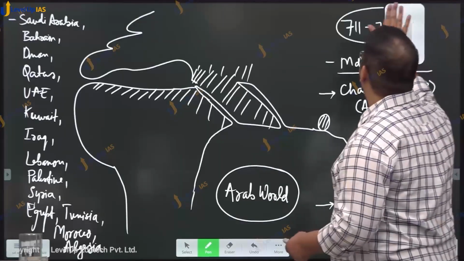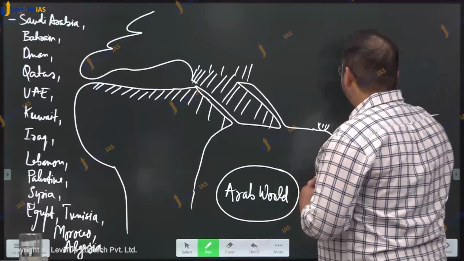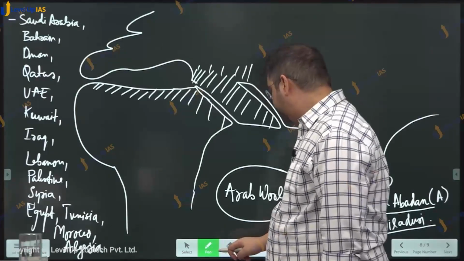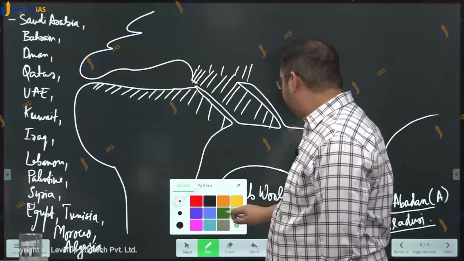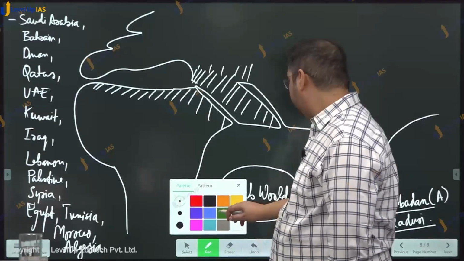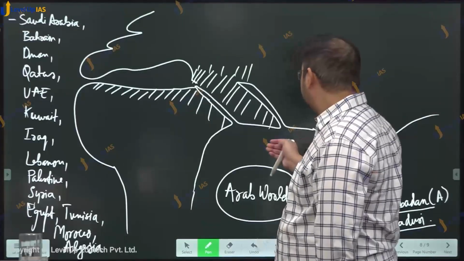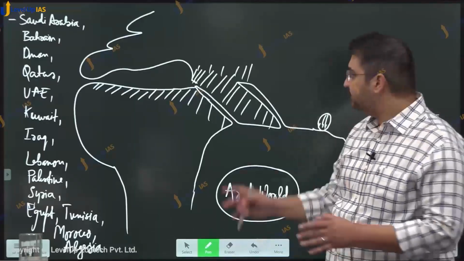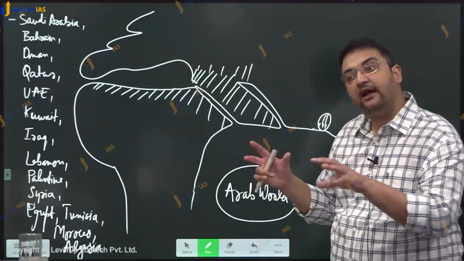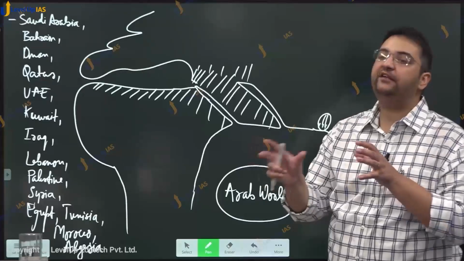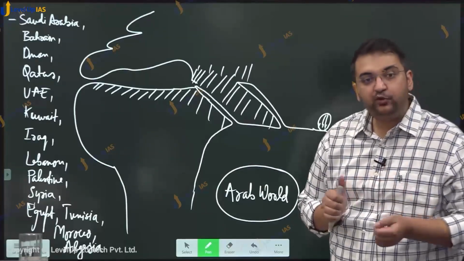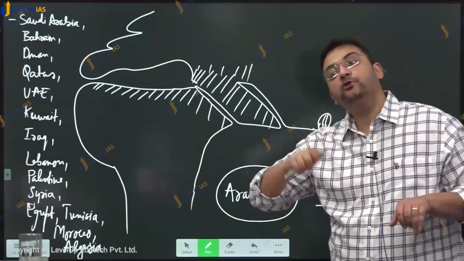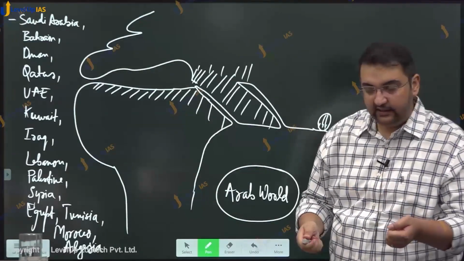Now, with the advent of Islam in the 7th century, a major political revival had started. Okay? Before this, the Arab world was fragmented in nature. Okay? It was divided into small kingdoms and tribal chiefdoms, and they were constantly fighting against each other. Islam provided a unifying force, brought them under the same umbrella, both religious as well as political.